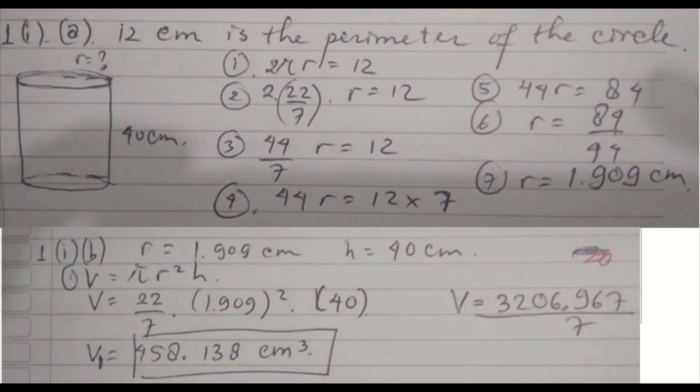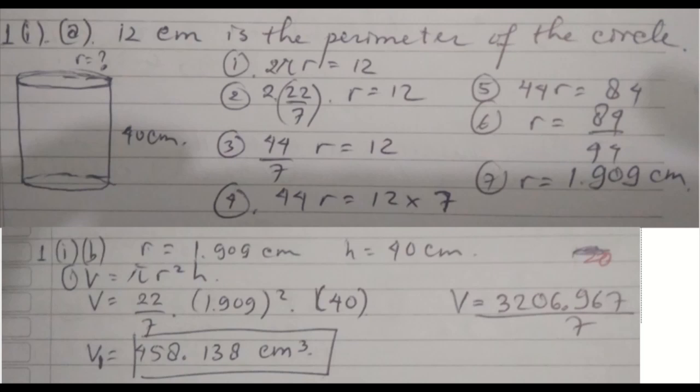And then in the third and fourth step, we get 44r is equal to 12 times 7. And the fifth step says that 44r is equal to 84. And then finally, we get the value of r is equal to 1.909, which, if we round up, becomes 1.910. And now we move to part B.